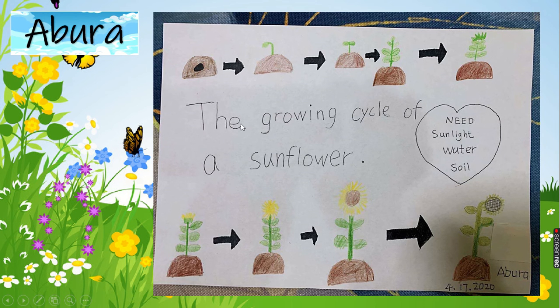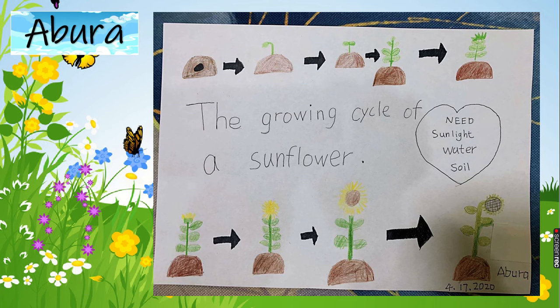So this is for Abura, the growing life cycle of a sunflower. Here we have a small sunflower seed, and it grows here, becomes a sprout, a young plant, becomes a mature plant, and then it keeps growing to have some flowers and finally some seeds. Sunflower is my favorite flower, so I'm so happy to see this. It needs sunlight, water, and soil, and with a big heart around it.